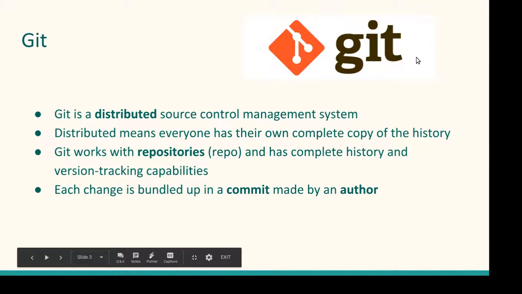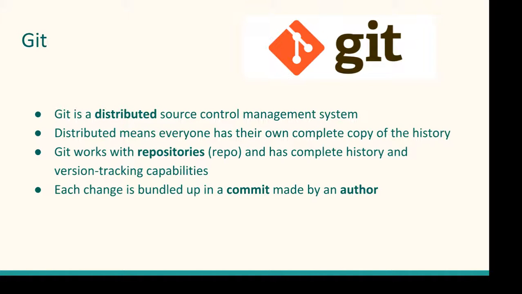So what is Git? Git is a distributed source control management system. Okay, so not just local to your machine or any particular machine, but a distributed source control management system. It means that everyone has their own complete copy of the history. So when you have a Git repo and somebody has access to that repo or clones that repo or forks that repo, at the point that they fork it or clone it, they have access to the complete copy of the history up until that point.